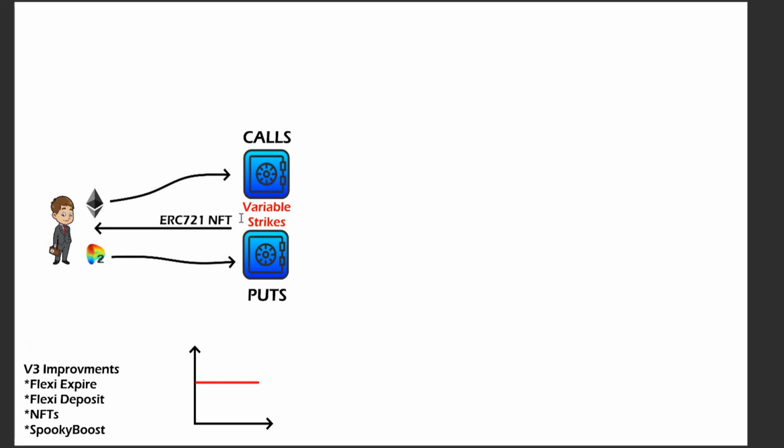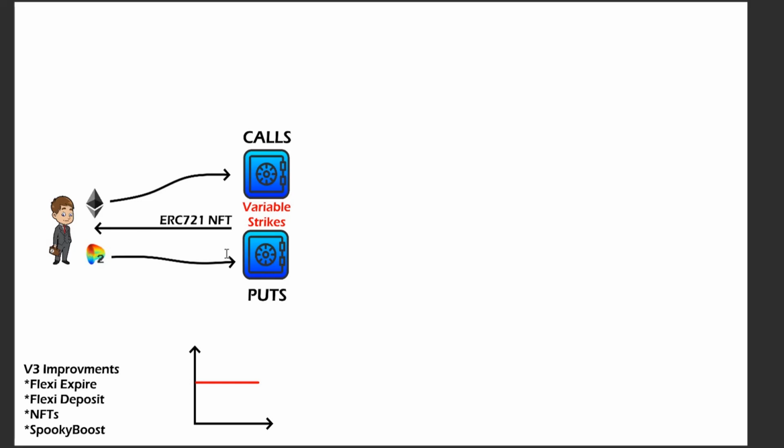Now there are some other features that were not live when I made that first video, like flexible expiration. These vaults can now have different expirations, like 1 week, 1 month, 1 quarter, 1 year. They can make all these different vaults. They also have flexi deposit, which means there's no longer a window when you have to deposit and then you're locked out for a little while, like before. Now you can come and deposit at any time, and you start making money from the time you've deposited.